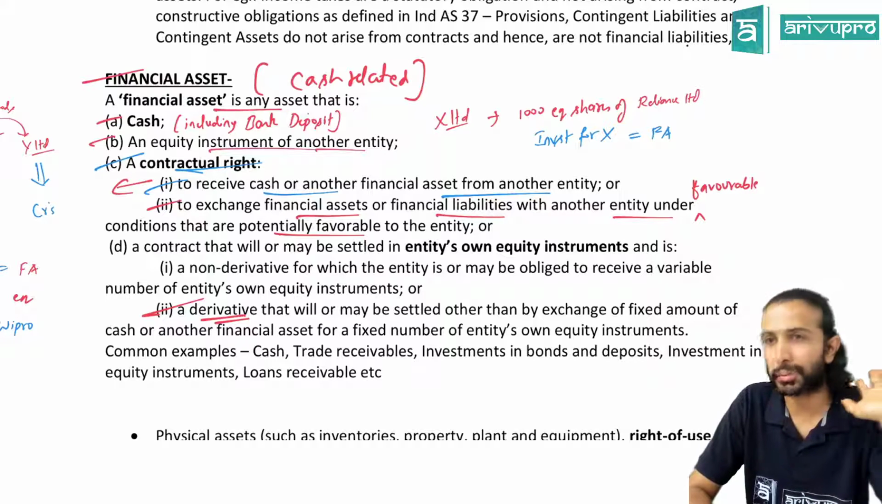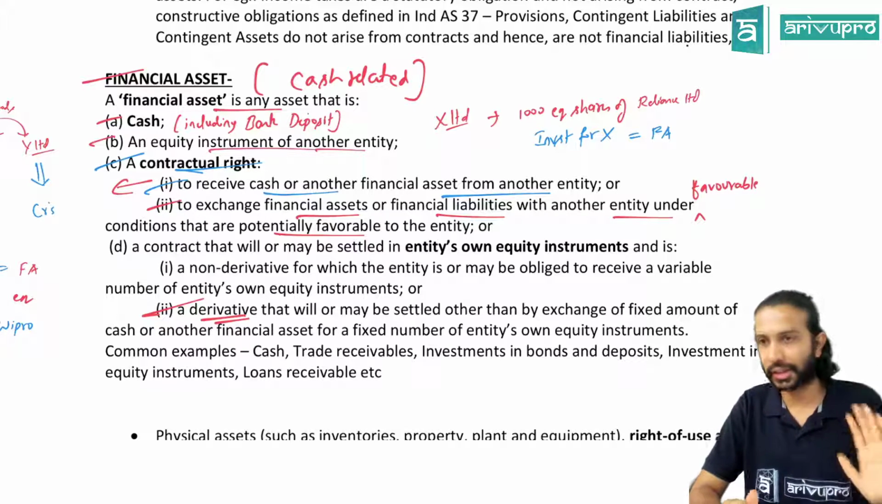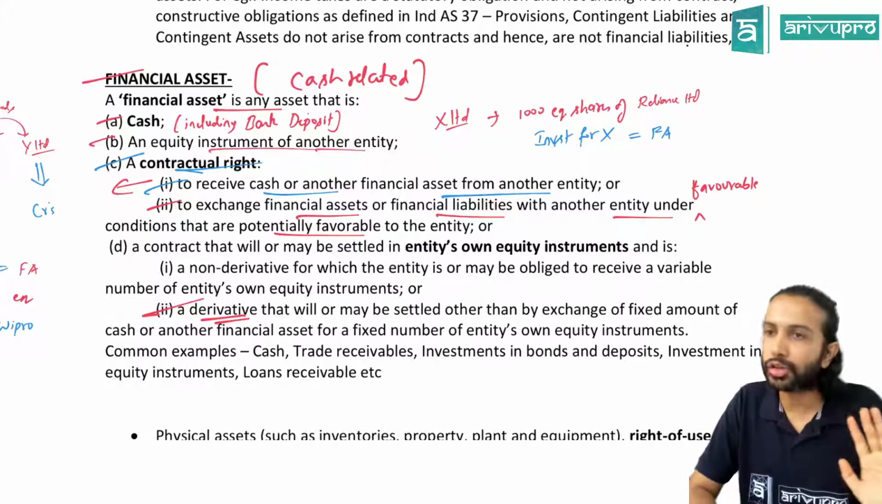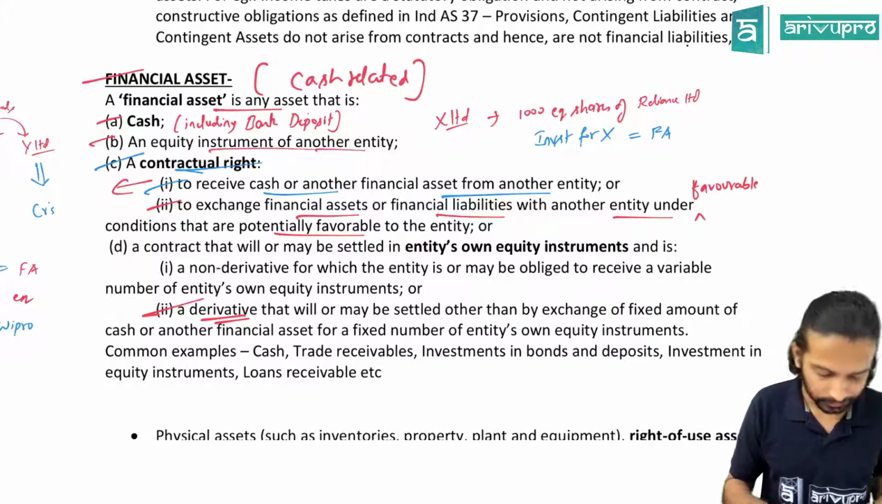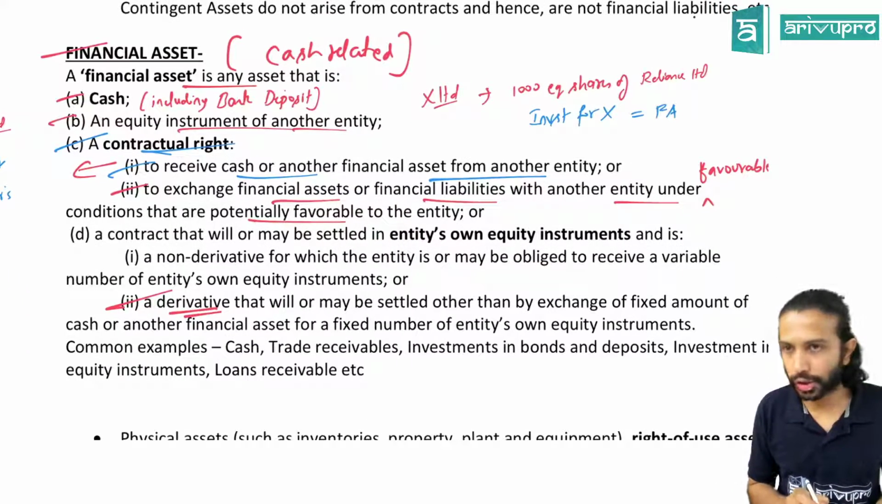For the time being, we'll not spend much time on that. A separate section is there, we'll take it up. For the time being, know that a derivative can also be a financial asset. Okay? Any confusion?